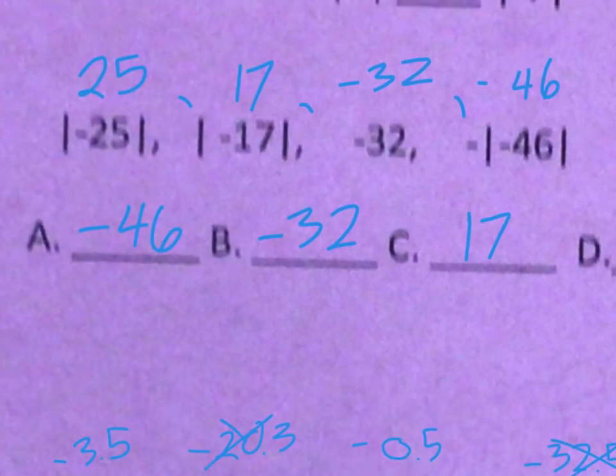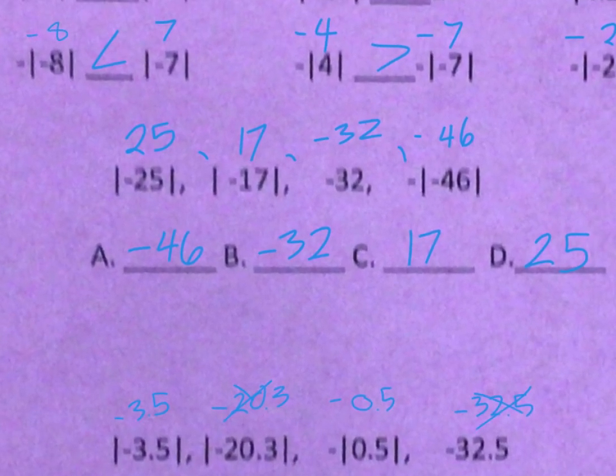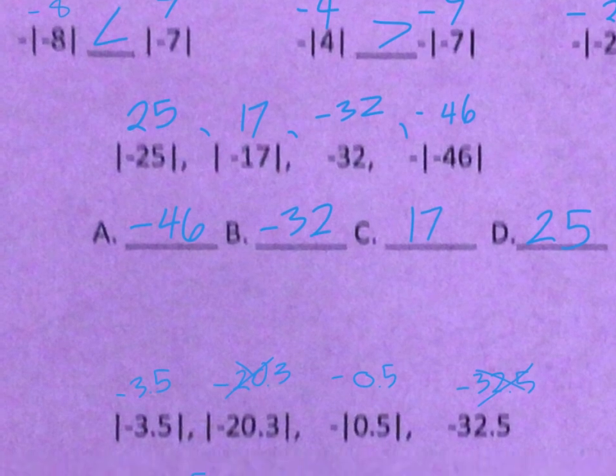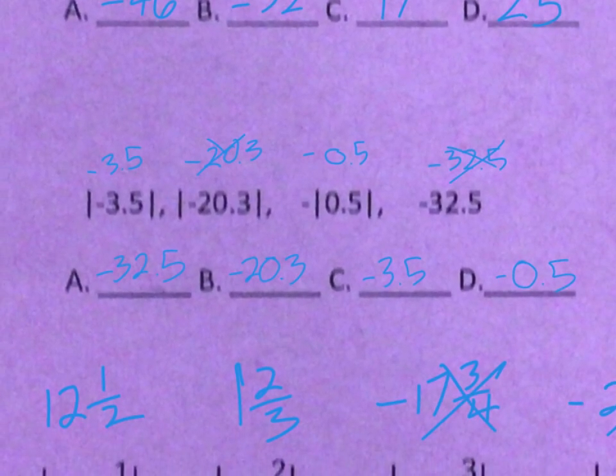For the third row, we're just putting numbers in using that idea of absolute value. The absolute value of negative 25 is 25, negative 17 would be 17, negative 32, well, there's no absolute value, so the negative stays there. And the absolute value of negative 46 would be 46, and then there's a negative on the outside that we just bring up, so it stays negative. Now we're going to put them in order from least to greatest, and there you go. And then we can do that with decimals, the same way, and see how that works.